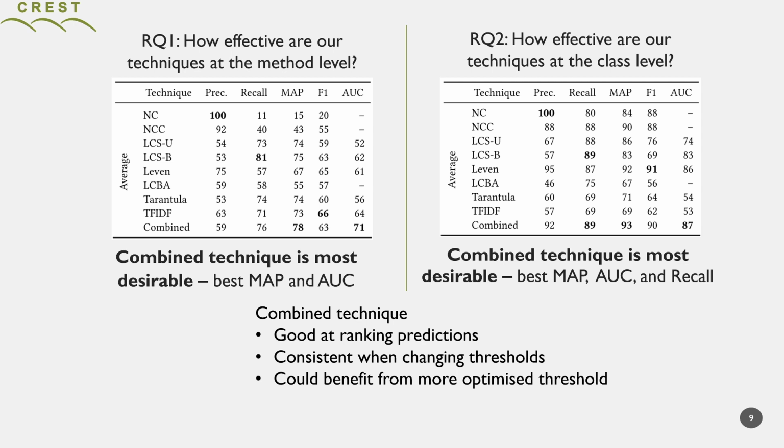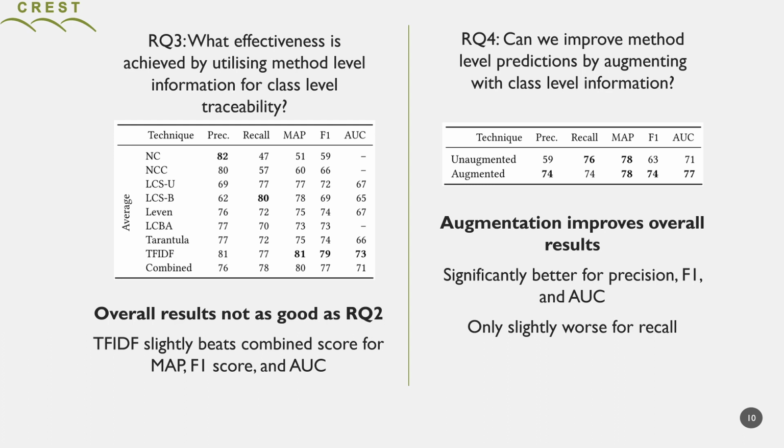And we see that the techniques compare similarly to each other, except that the scores in general are higher because it's an easier task. For RQ3, we look at establishing class level links using method level information. And here the results are not as good as RQ2. So that shows us that it's better to use just class level information in this instance.